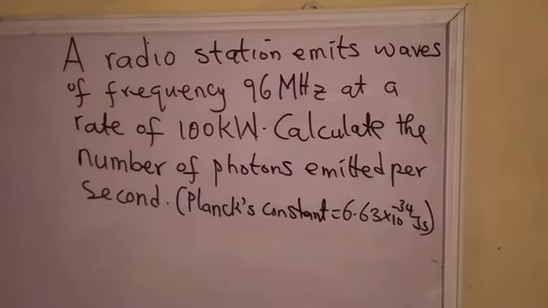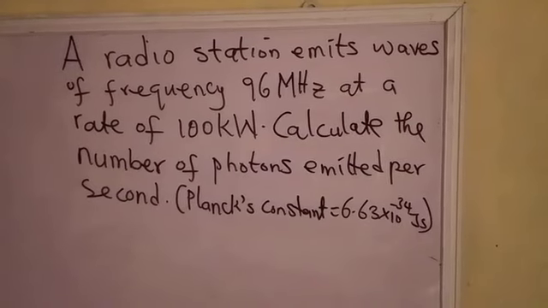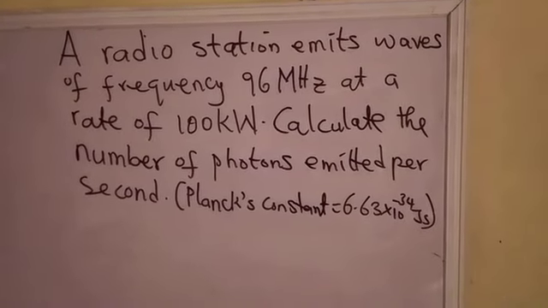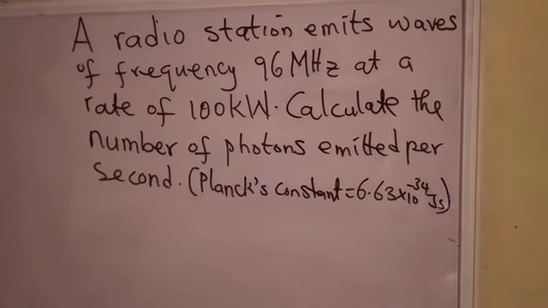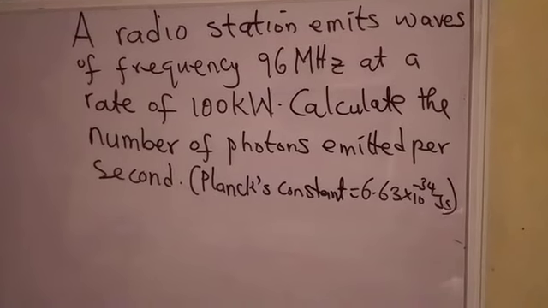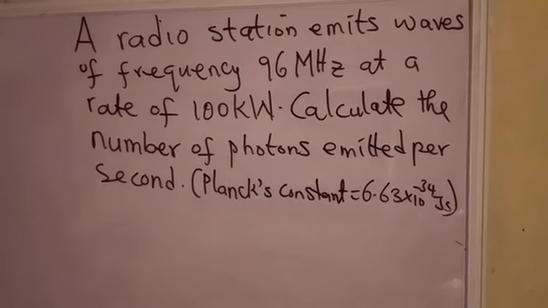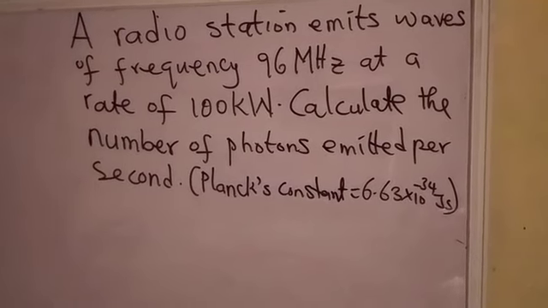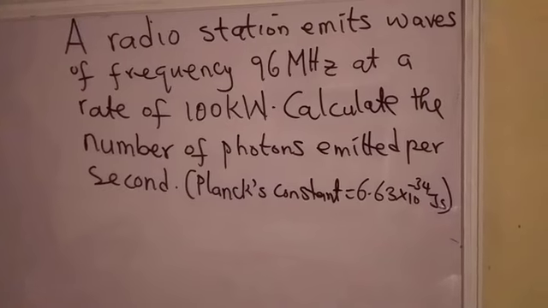Now let's see how we can solve this question together. A radio station emits waves of frequency 96 megahertz at a rate of 100 kilowatts. Calculate the number of photons emitted per second. And here we are given Planck's constant to be 6.63 times 10 to the power minus 34 joule seconds. Now let's look at a very simple way we can solve this problem.